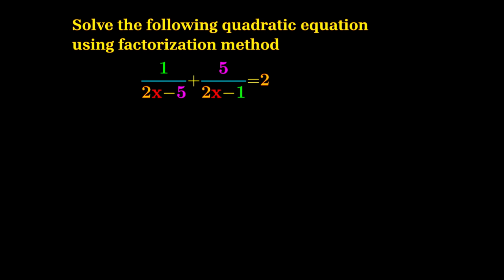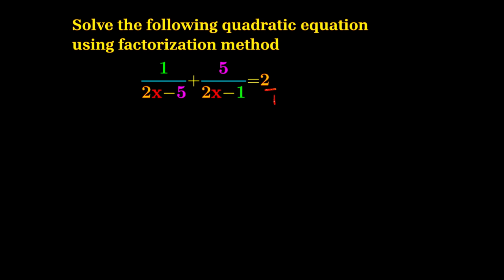So the first thing we're going to do is just make sure that we have the standard form of a quadratic equation. So the first thing here is just to make sure that we get rid of the fractions. We can get rid of the fractions by multiplying through by the LCM of the three, that is 2x minus 5 times 2x minus 1 times 1.